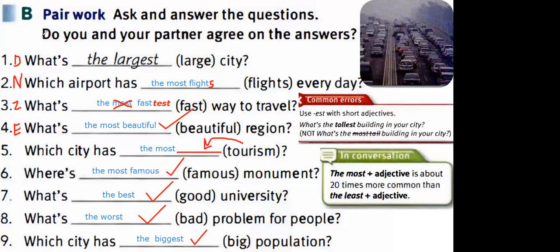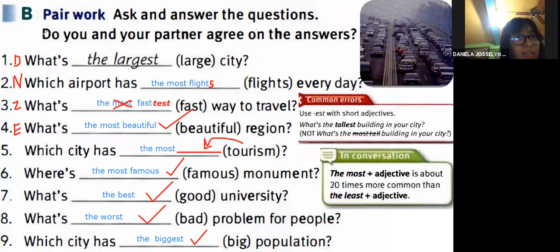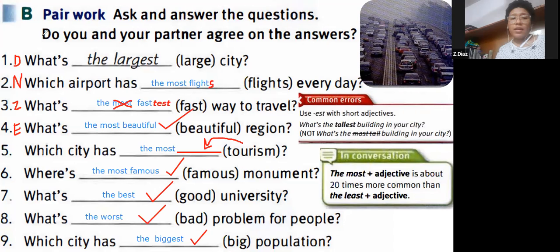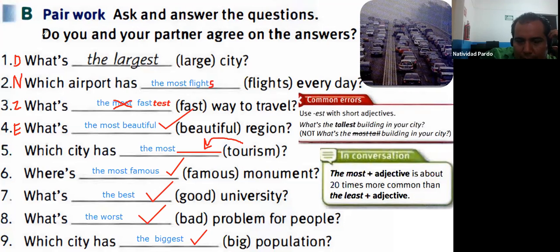What is the most beautiful region? I think it's Europe. I think Japan. I like Japan. The most beautiful region, I think it's China. Number five, which city has the most tourism? In my opinion, I think Spain has the most tourism. I think France too. France has the most tourism.